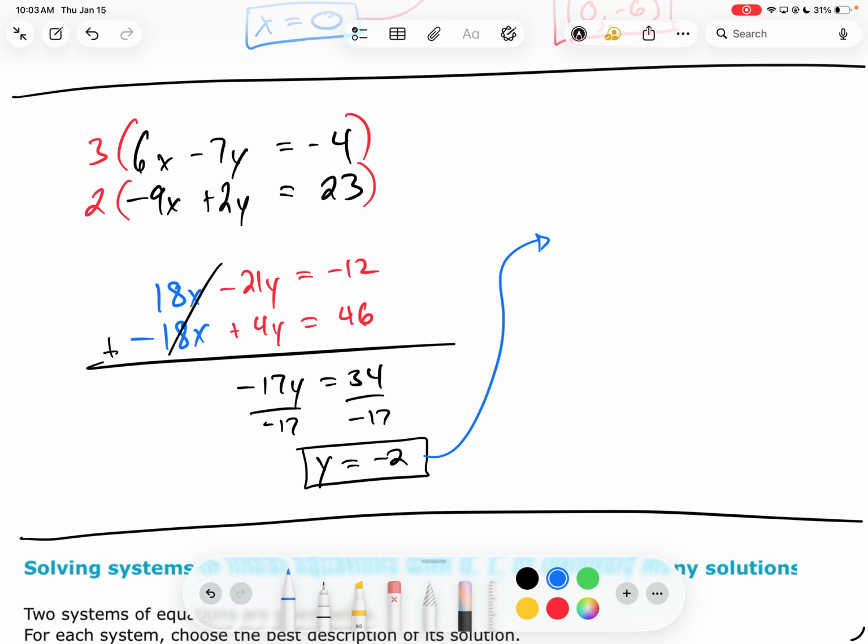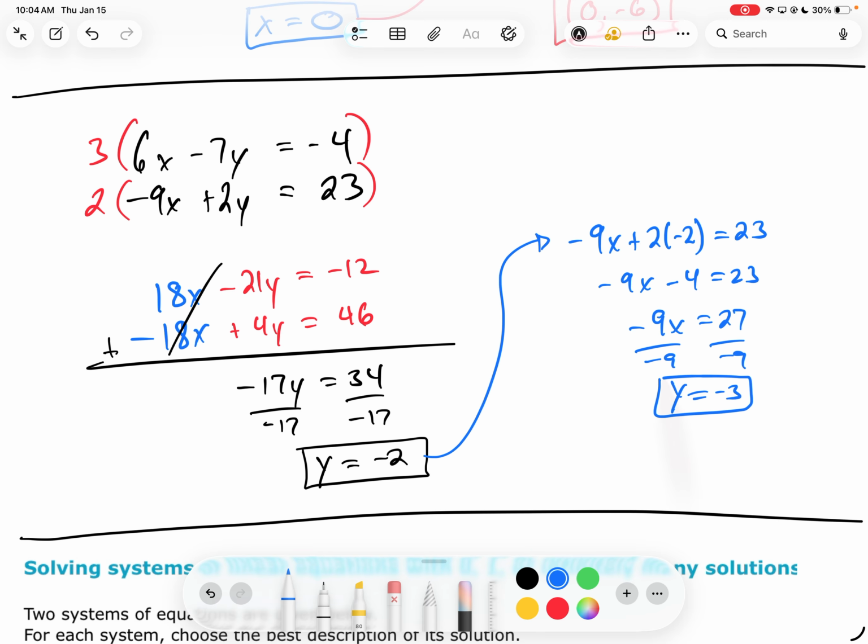So now once you get one answer, you take it and plug it back in. I'll plug it into the bottom one. I don't know if I've plugged it into the bottom one yet, so why not? So that becomes negative 4. Add 4 to both sides, and it's 27. Divide by negative 9, and x is negative 3. Oh, no, that's x, isn't it? Not y. So negative 3, negative 2 is the point of intersection of those two.